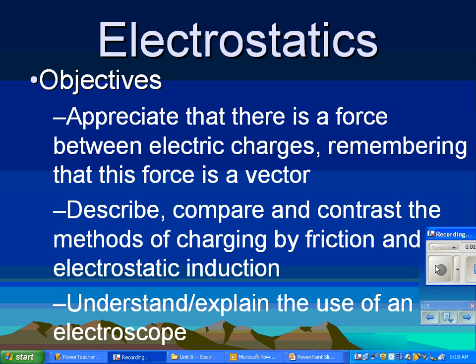And then understand and explain the use of an electroscope. This little device right here is called an electroscope. There's another one that's slightly different in design, but acts the same way.